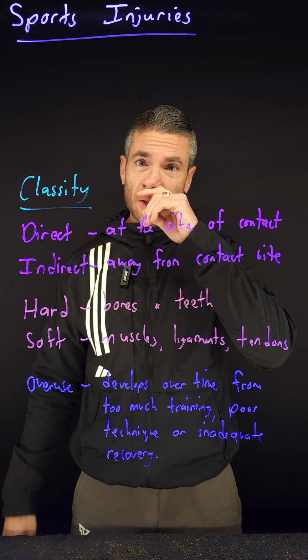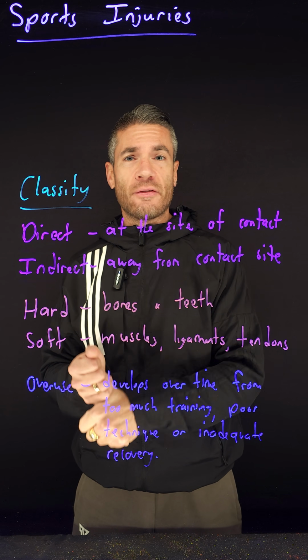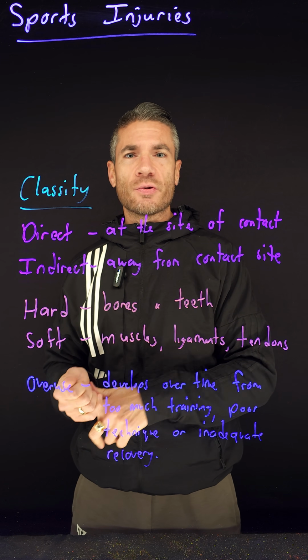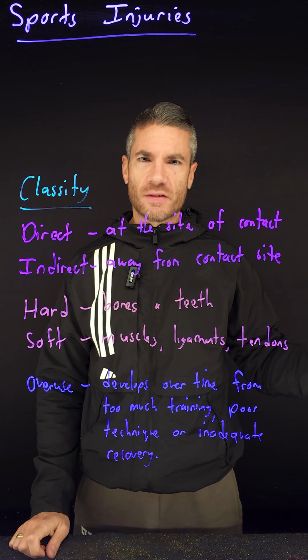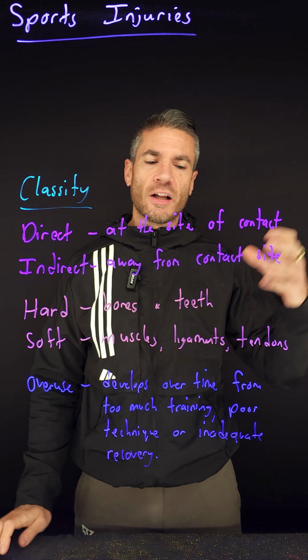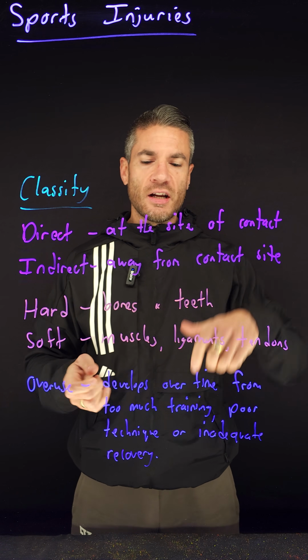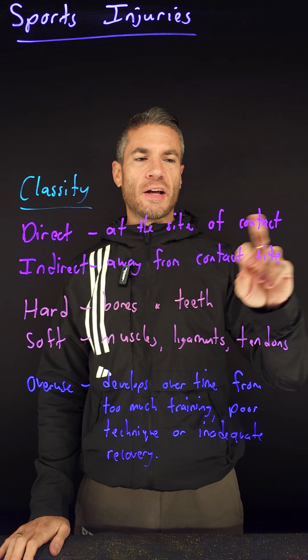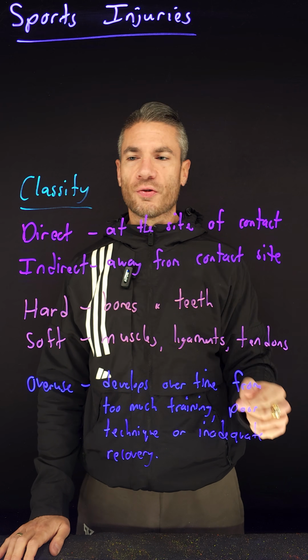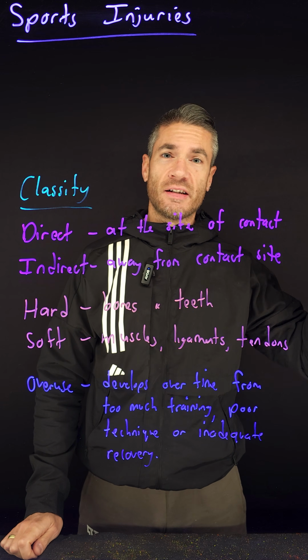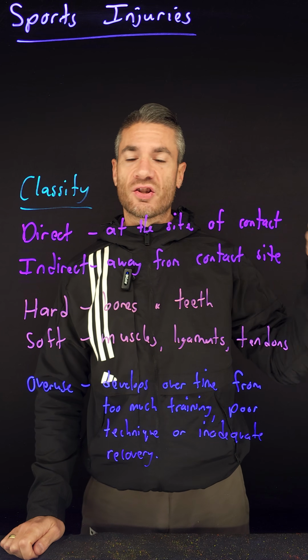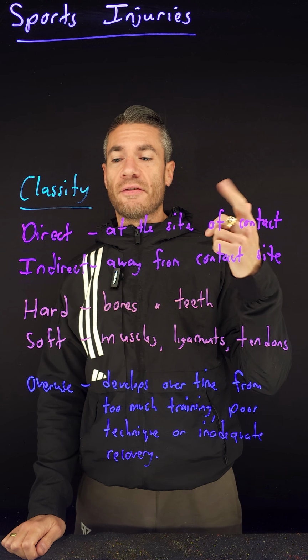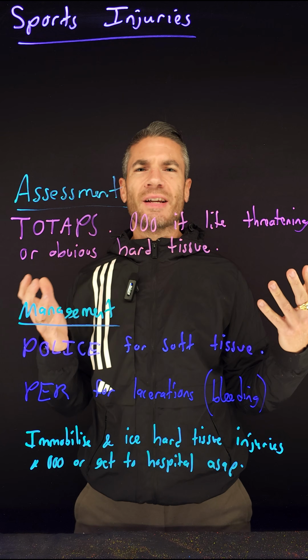Hard and soft injuries. So hard injuries affect either the bones or the teeth. Soft injuries is everything else: muscles, ligaments, tendons, skin, etc. An overuse injury develops over time from either too much training, poor technique, or inadequate recovery. All injuries can be classified as either one of each of these or all three of them. So you may have a direct hard injury, you may have an indirect soft overuse injury, or you may have a direct soft injury.